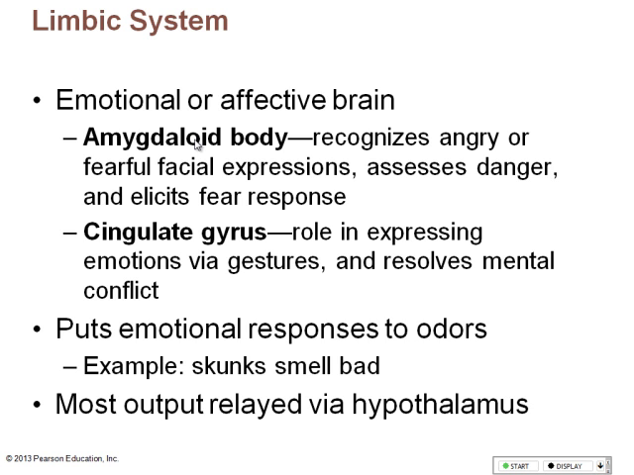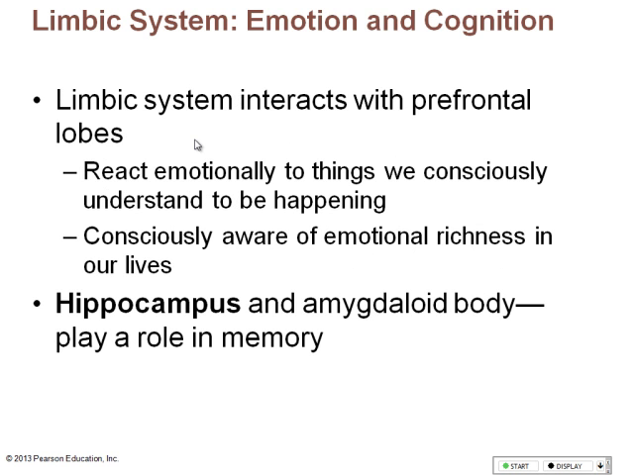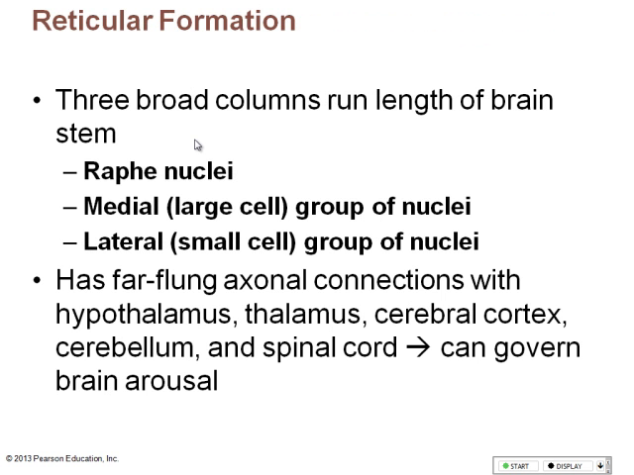That's why this happens. So most of the output is relayed via the hypothalamus, that good old hypothalamus, busy, busy, busy. So, it reacts emotionally to things we consciously understand to be happening, processed in the limbic system. The hippocampus, which is an area of the limbic system, is also going to play a role in memories. And that's where the good smells of Thanksgiving come into play.